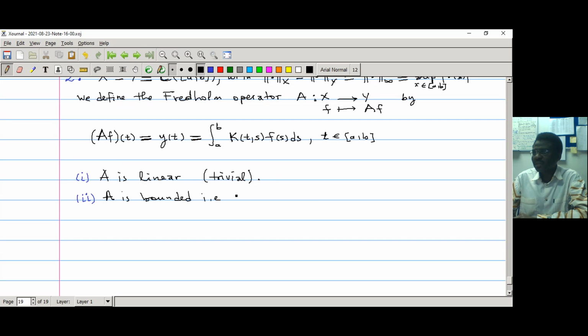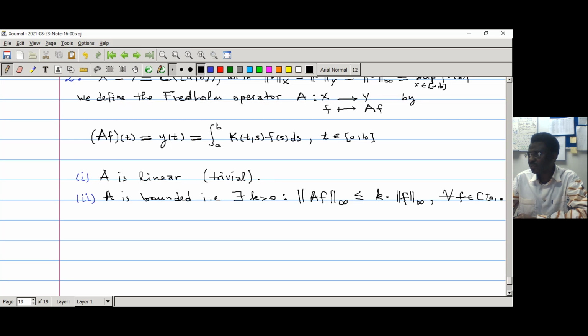What does that mean? That we can find k or alpha, something positive, such that the infinity norm of Af in Y is less than or equal to k times the infinity norm of f, remembering that we are using the infinity norm in X and Y, and this should be true for any f in C[a,b]. So that's what we want to prove.